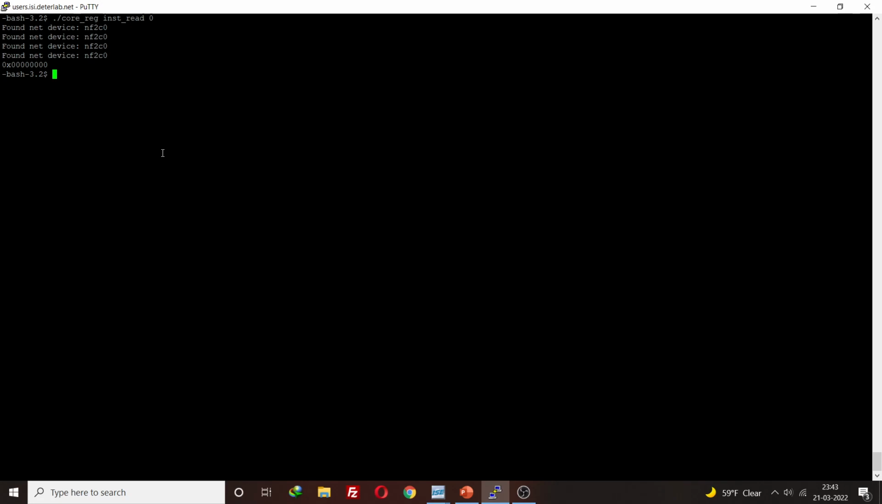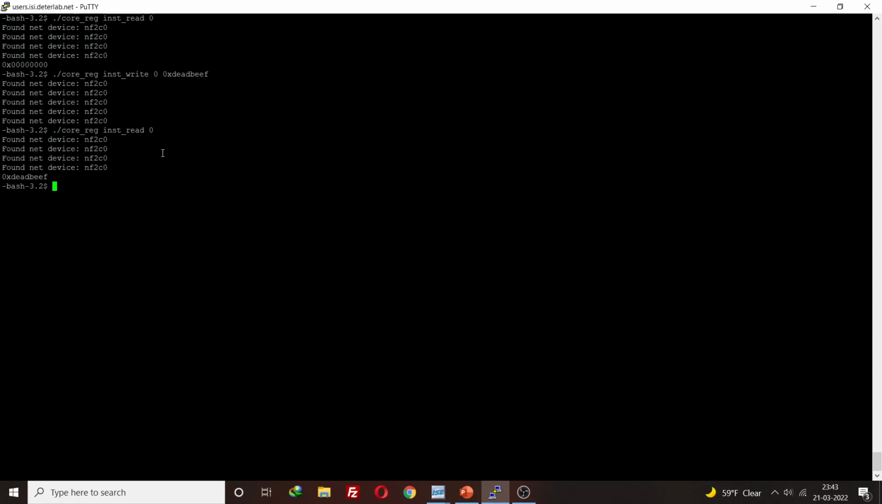As you can see, initially the data stored in address 0 is 0. Now let us write something into it. Instruction write has a command format of the address first, and then the data. So let us assume we write dead beef, and then we read again. As you can see, the data is being written into the address location. A similar logic is applied for data memory as well.